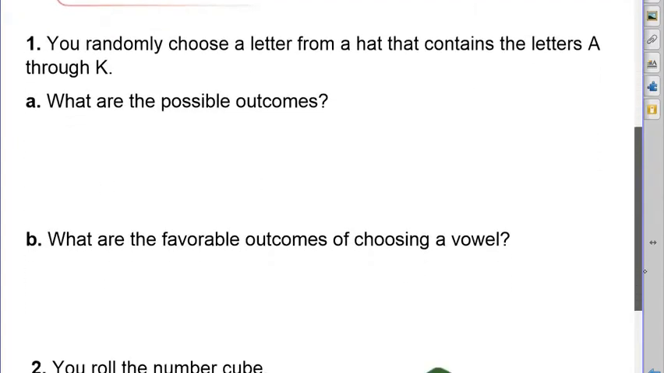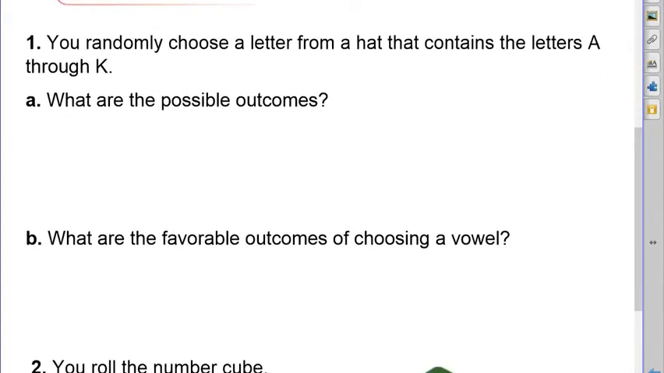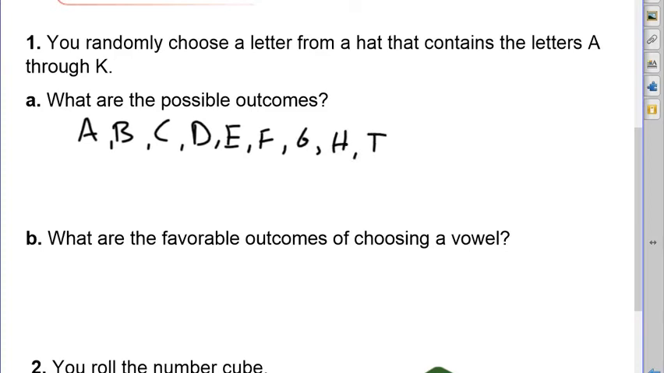Let's look at some examples. Problem number 1, you randomly choose a letter from a hat that contains the letters A through K. Our question is, what are the possible outcomes? Well, all of the possible outcomes are any letter that we could pull out of this hat, which are A, B, C, D, E, F, and so on. So each of those letters is a possible outcome.